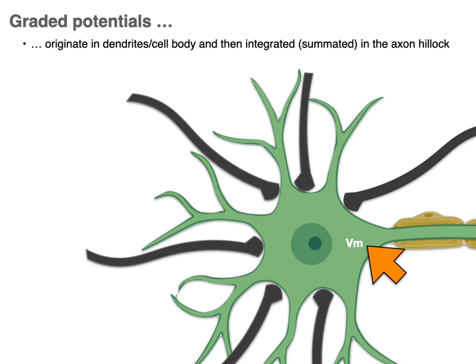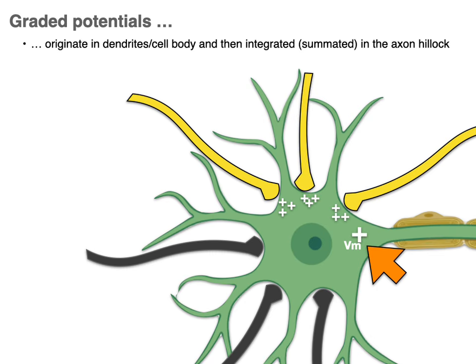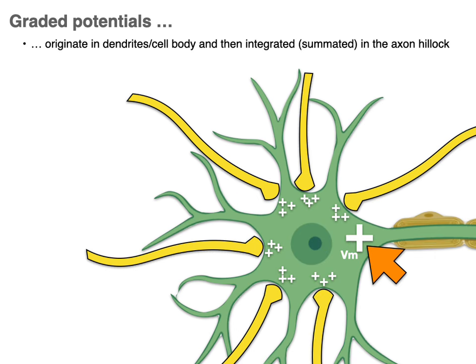At the axon hillock, we see the VM, which is the membrane potential, typically negative 70 millivolts. Now watch what happens as more and more of these terminal axons cause an influx of positively charged ions. The VM, the membrane potential, becomes less negative or more positive. And when it reaches threshold, that's what initiates an action potential to spread down the axon.